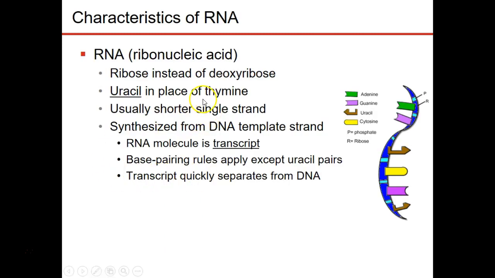RNA then doesn't contain deoxyribose sugar. It contains a ribose sugar. RNA also does not contain thymine. Instead, it has a different nucleotide called uracil, which will bind to the adenines. RNA is always single-stranded, and it's shorter than DNA because it's only coding for proteins.